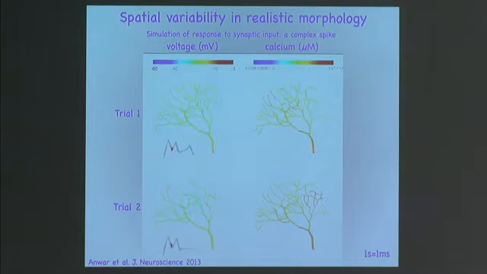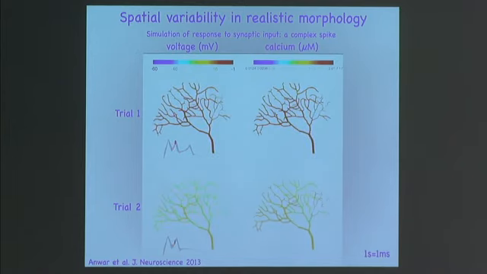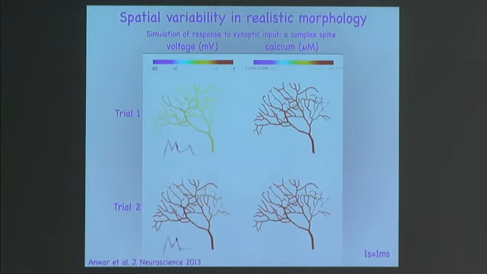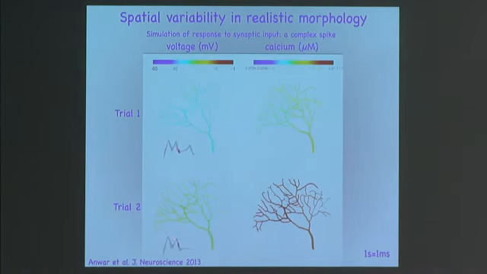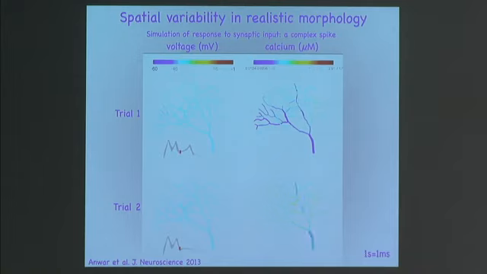And what you see now, in addition to the variability in the temporal domain, where sometimes you have 3 spikes and sometimes just 2 spikes in this complex spike, you also see a really large spatial variability. And that's something we didn't really see before in these cylinders. So you get now both temporal and spatial variability in this stochastic system.